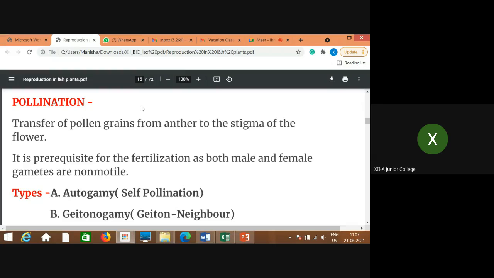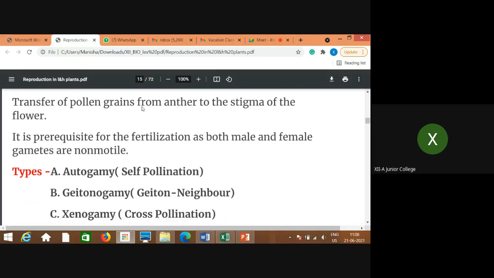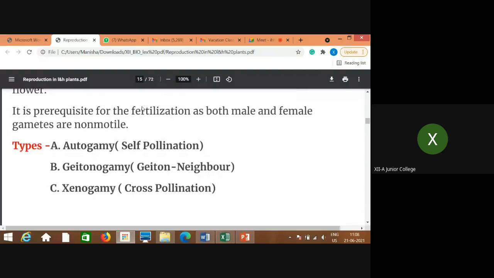It's the prerequisite for the fertilization, as both male and female gametes are non-motile. So what is the reason behind it? Both male as well as female gametes are not motile, they are non-motile, and so that's why some agency is required. So how can they be transferred? Now before that, we will see the types of the pollination. What are the types? These are the types.